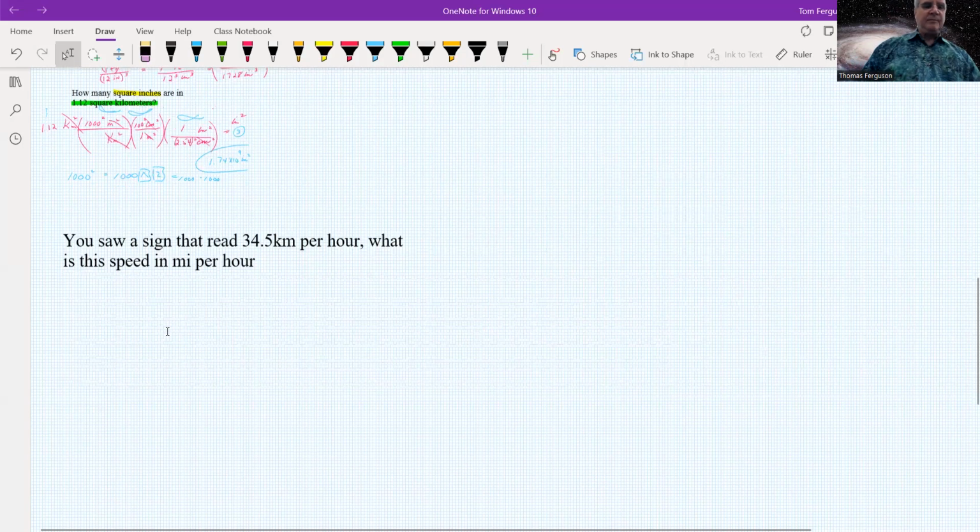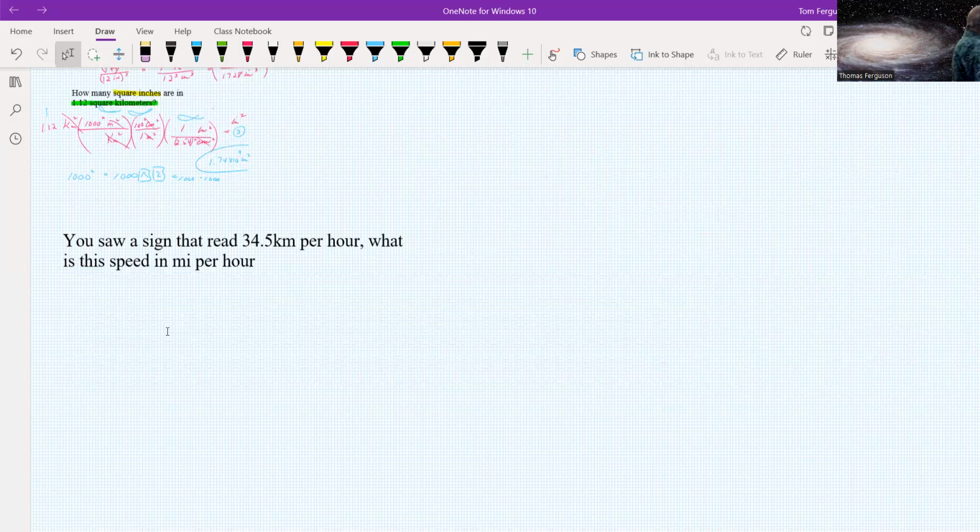Okay, so let's look at another type of problem. You saw a sign that said 34.5 kilometers per hour. What is this speed in miles per hour? So what's the given? 35.4 kilometers per hour is the given. We're starting with a fraction, so our answer is going to be a fraction as well. Start with a fraction, end with a fraction. Start with a single number, end with a single number.